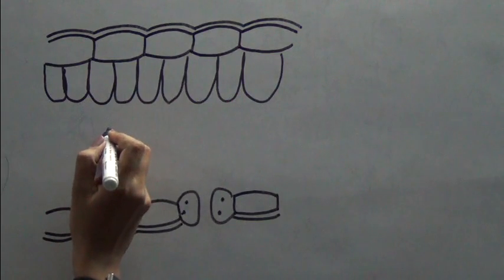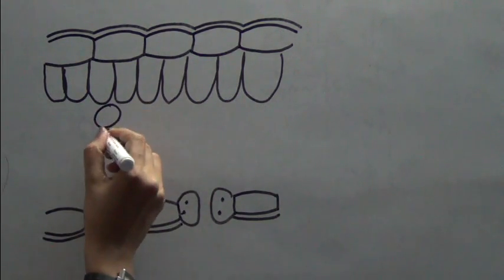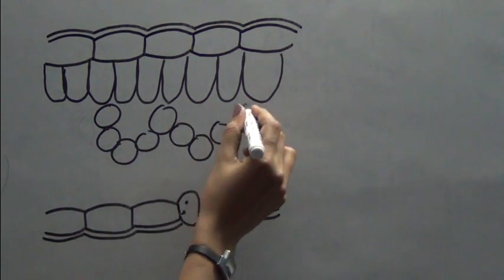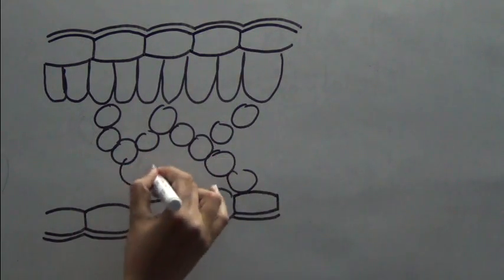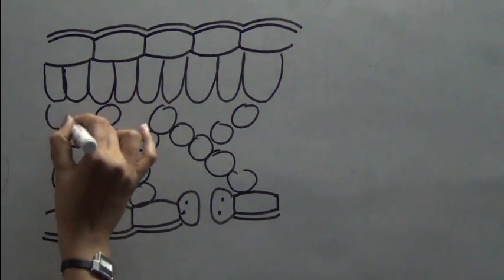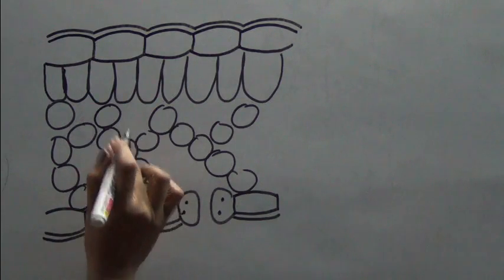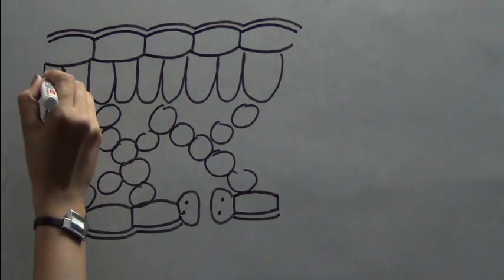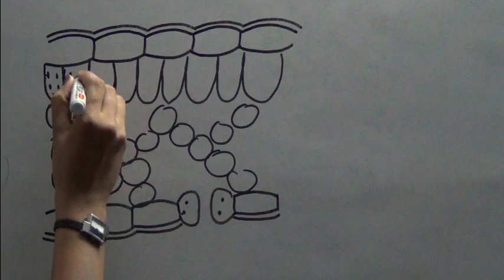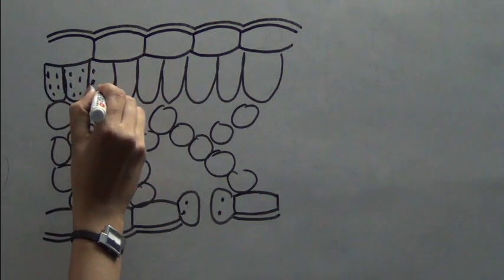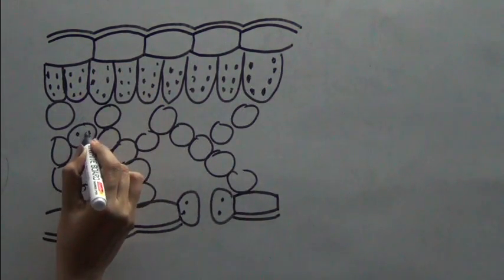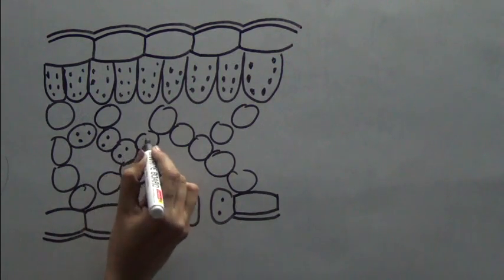This is palisade parenchyma. Below this are again parenchyma cells. But these parenchyma cells are rounded in shape and they have a lot of air spaces between them. So this is called the spongy parenchyma. We know that mesophyll are the only layers which mainly contain chloroplast. So here I am making the chloroplast, more chloroplast on the palisade parenchyma and fewer amongst the spongy parenchyma.